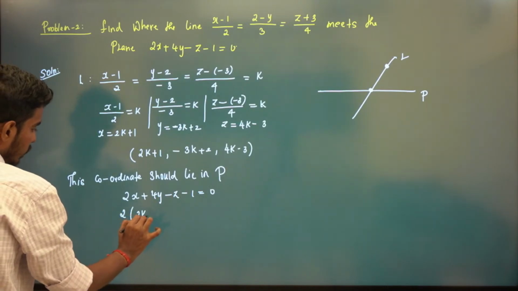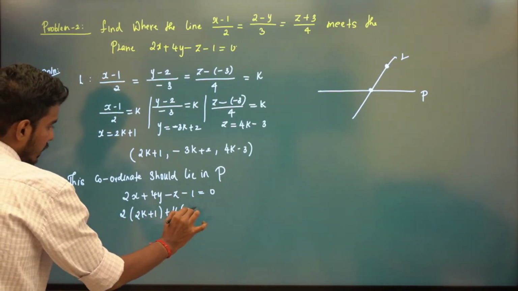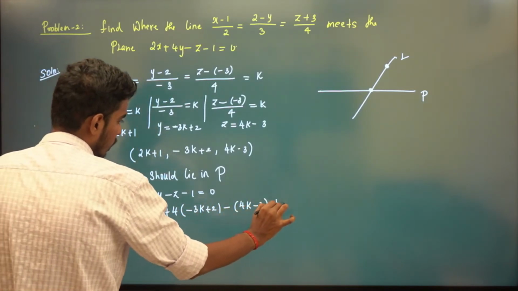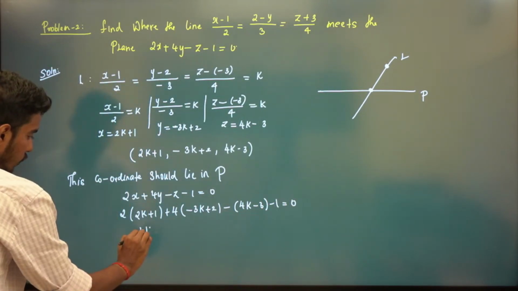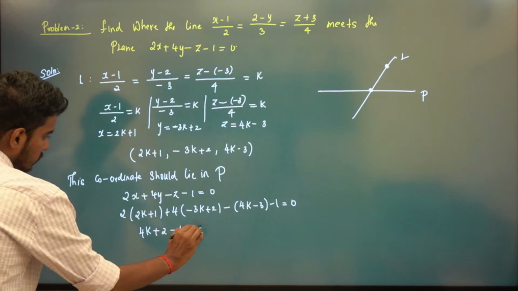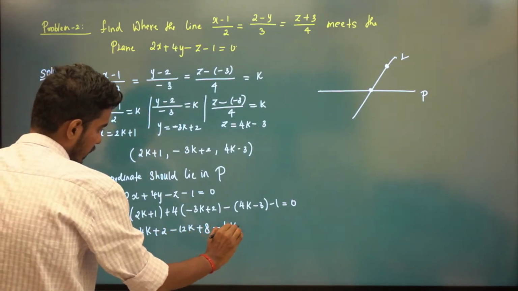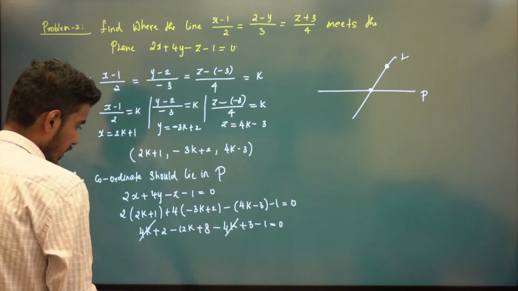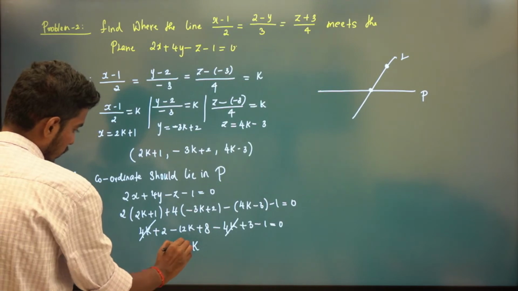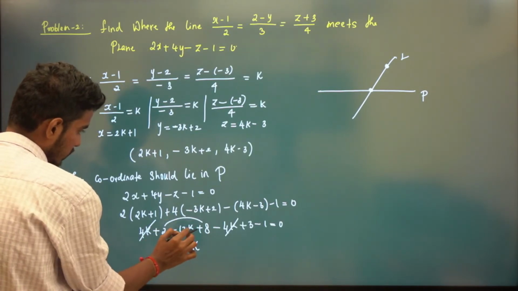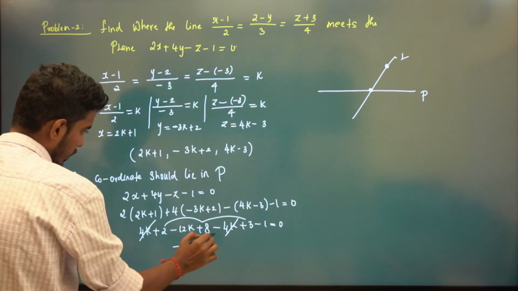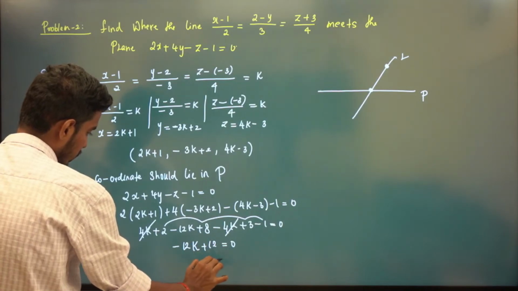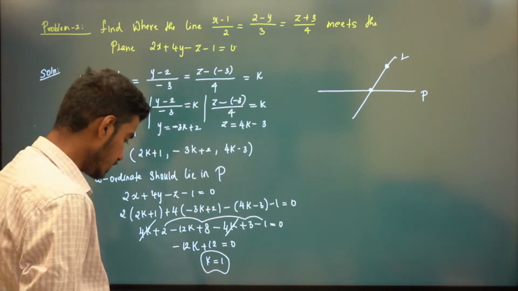So x is 2k plus 1, 4 into y is minus 3k plus 2, minus z minus 1 is equal to 0. So we will have 4k plus 2 minus 12k plus 8 minus 4k plus 3 minus 1 is equal to 0. So 4k minus 4k, we will have minus 12k. 8 plus 2 is 10, 10 plus 3 is 13, 13 minus 1 is 12. So that means k is equal to 1.